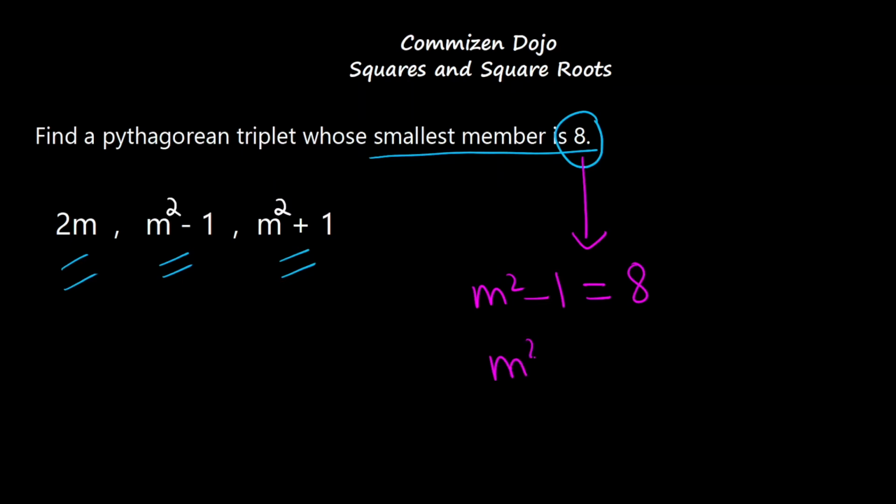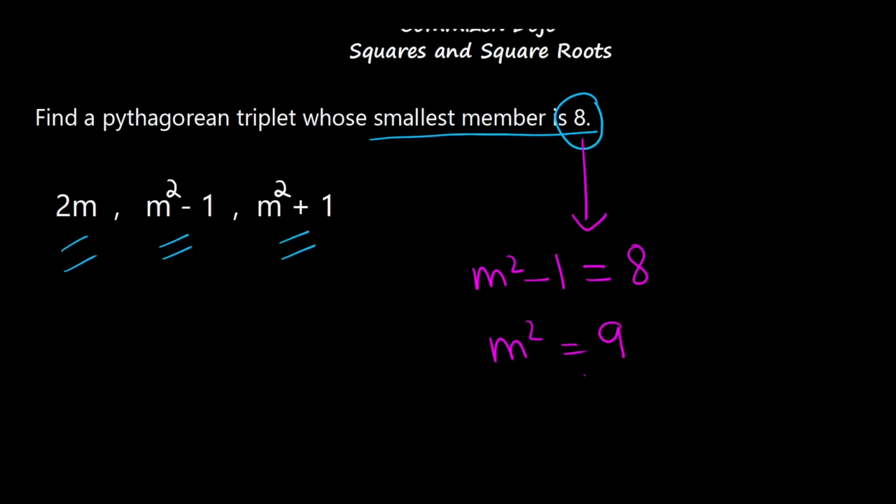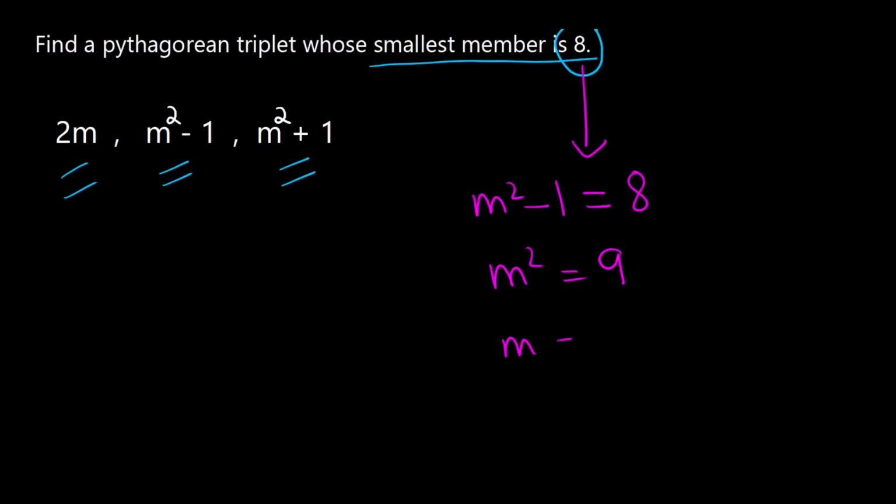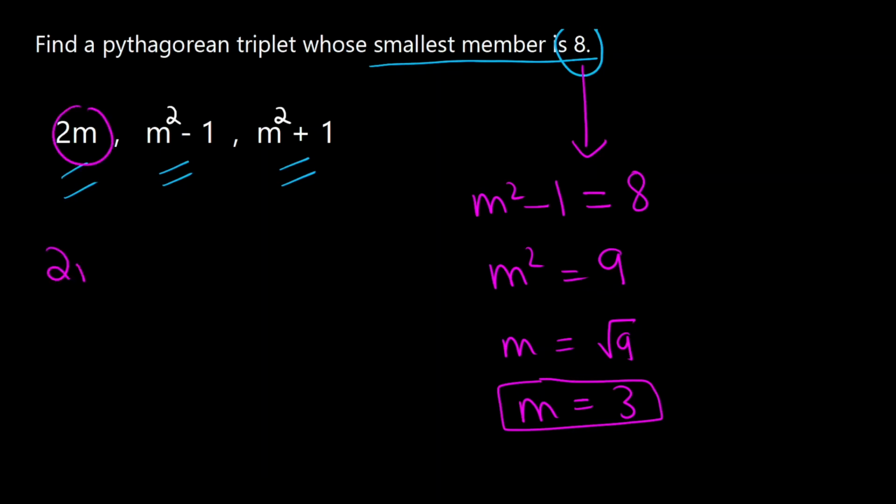This gives me m square is equal to 9. So m will be equal to root 9. So that means m is equal to 3. Now we have the value of m. Now what I'm going to do is I'm going to pick 2m now. So 2m, and here I'm going to put the value of m is equal to 3. So 2 multiplied by 3. This gives me the answer as 6.